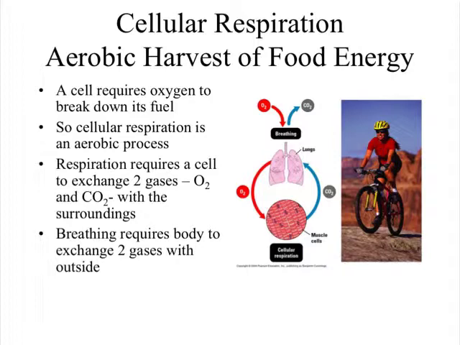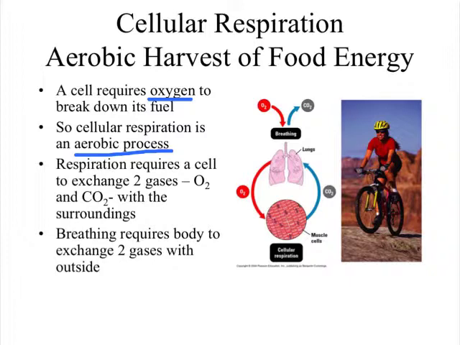So for any of this to happen, the cells are going to need oxygen in order to break down the fuel, the food that we eat. So this is what we call an aerobic process. Okay, so if you do an aerobic exercise, you're breathing in lots of oxygen, and that oxygen is going to be used by your cells in order to break down the food you eat so that you have the energy to do the exercise. So again, it's all a huge cycle.